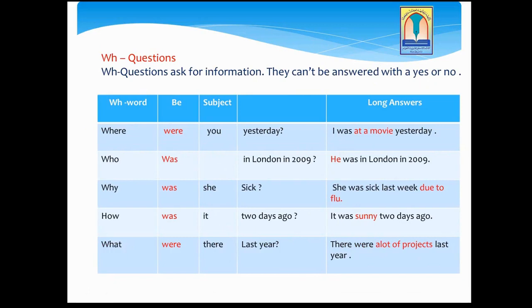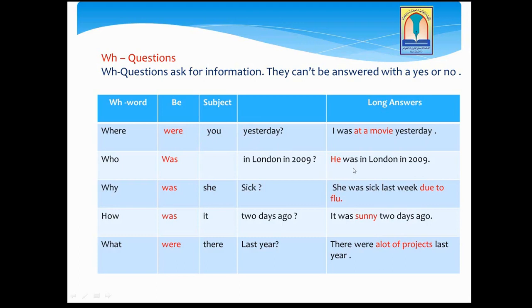WH questions. WH questions ask for information. They can't be answered with a yes or no. Let's look at the following sentences where you have to form WH question on the red parts. I was at a movie yesterday. At a movie here is a place, so I should use the WH word where. Where were you yesterday? The WH word must be followed by the verb be, was or were, and the subject, then the complement of the sentence to form the question.